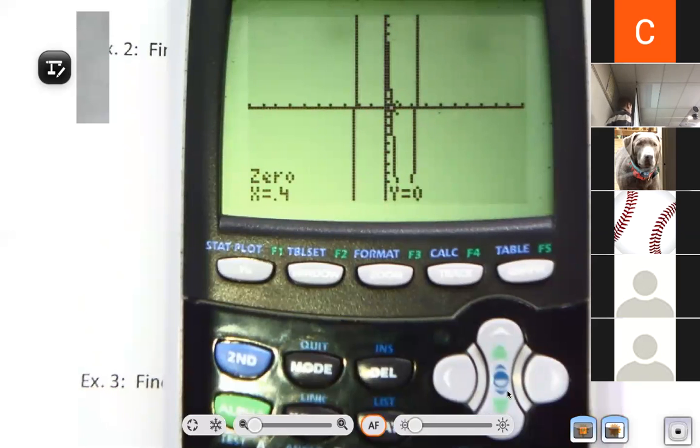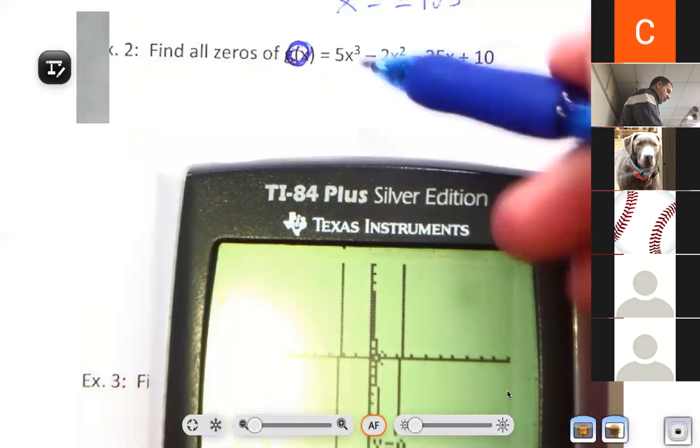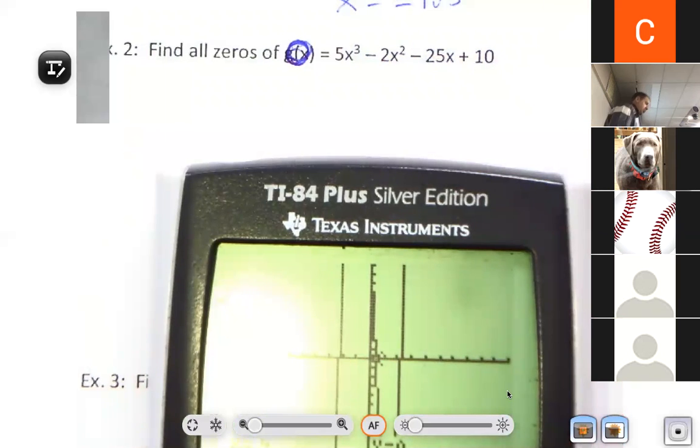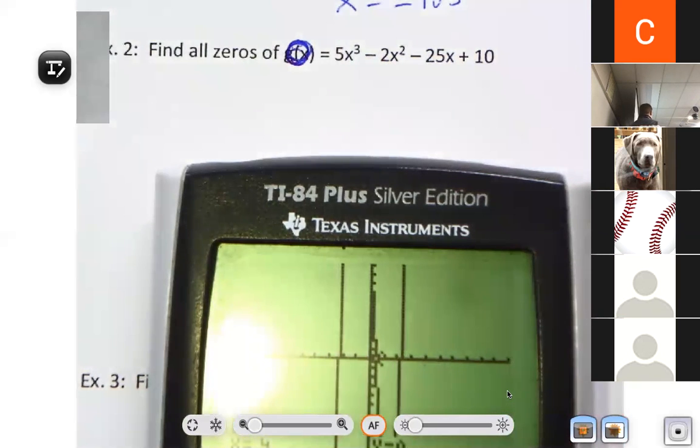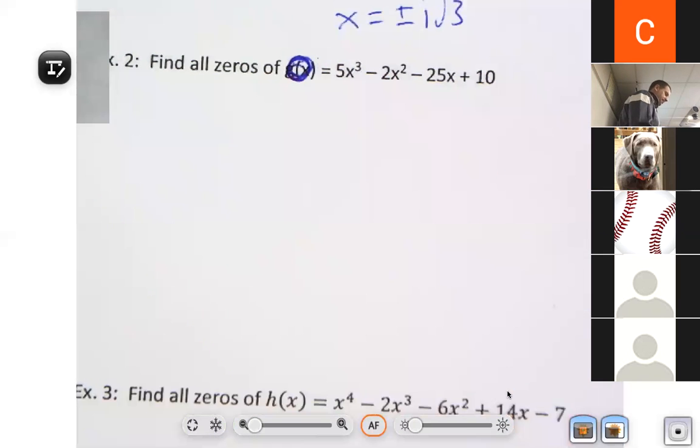It says 0.4. That's a nice one. That's the one we're going to use because that's 2/5. That's a fraction. So what that means is I'm going to take this cubic equation and I'm going to do synthetic division with 2/5 or 0.4. It doesn't matter which one you do. I like fractions better than decimals, so I'll do 2/5.